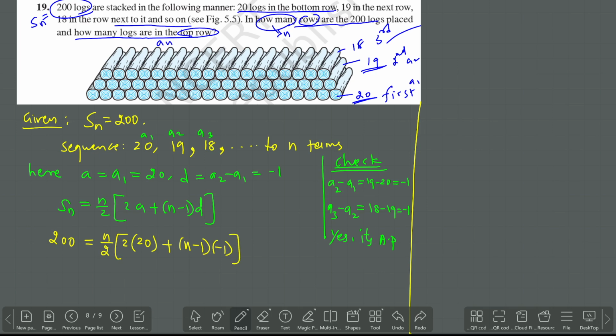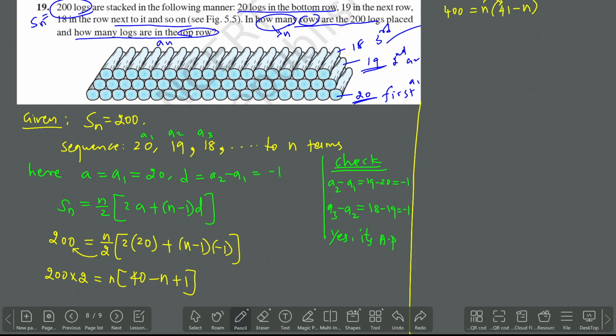Now this 2 you can send to the opposite side. 2 in 200 into 2, which is equal to n into 2 into 20, is it 40? Okay, 40. 40 minus 1 you multiply inside. So what am I getting? Minus n, minus into minus plus 1. So you multiply that. 200 into 2, 400, which is equal to n into 40 plus 1, 41 minus n.